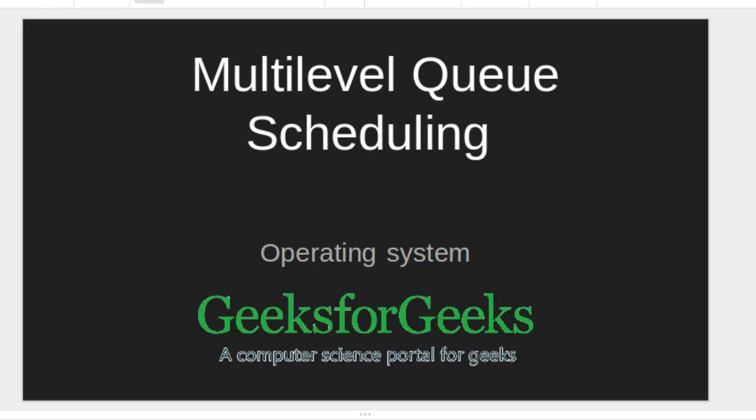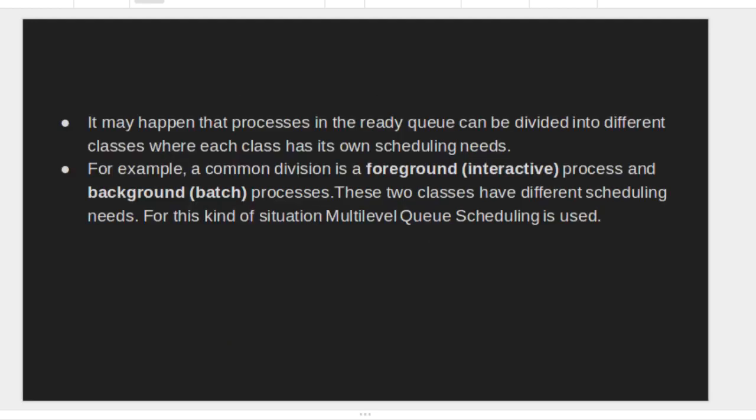Today we are going to learn what is multi-level queue scheduling. It may happen that processes in the ready queue can be divided into different classes where each class has its own scheduling needs. For example, a common division is foreground interactive processes and background batch processes. These two classes have different scheduling needs. For this kind of situation, multi-level queue scheduling is used.